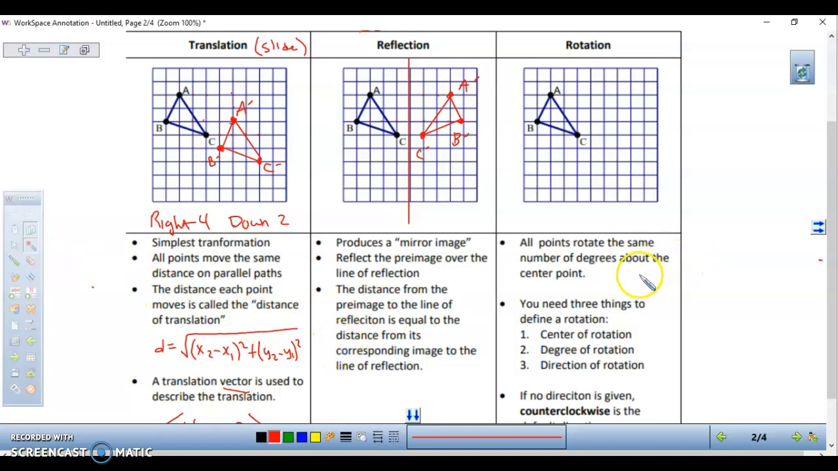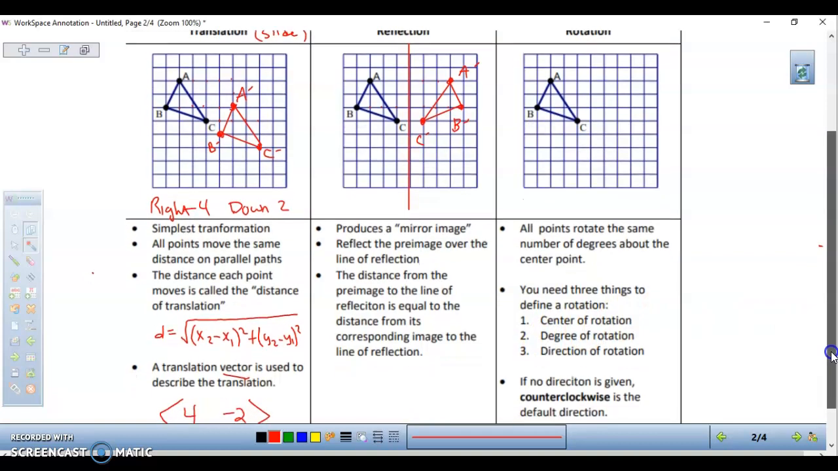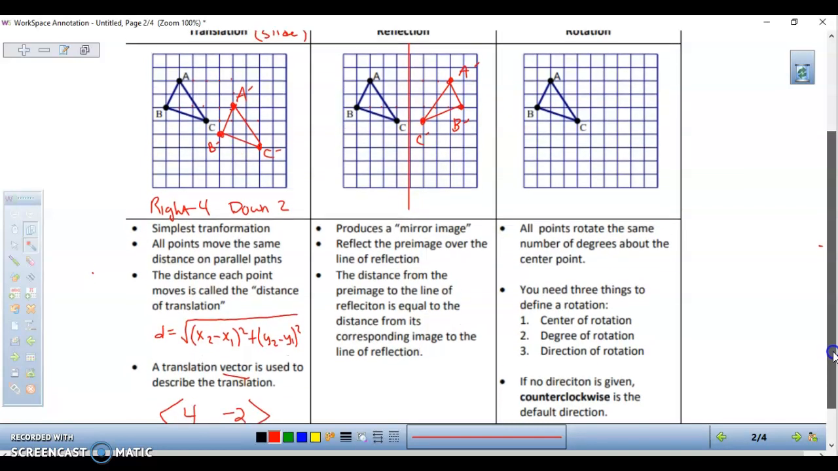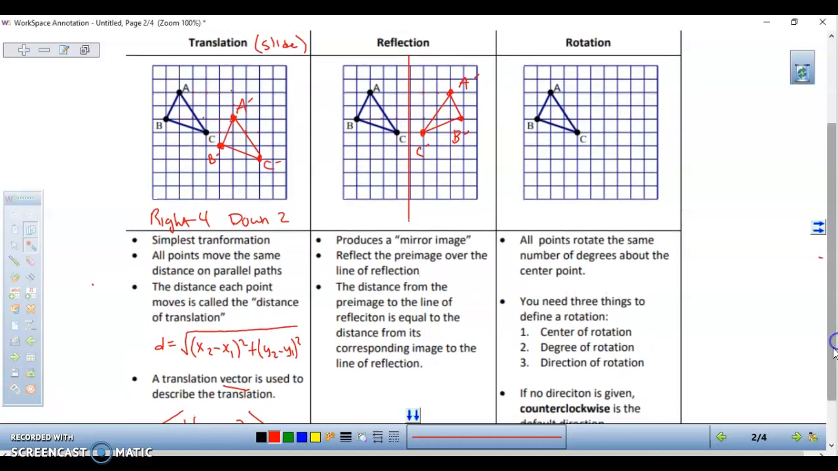And then the last one is a rotation. So in a rotation, all points rotate the same number of degrees around some sort of center point that you're going to plot. There are 3 things we need to know. We need to know the center of rotation, the degree of rotation, and the direction of rotation. When I say direction, I mean clockwise or counterclockwise. If no direction is given, it is assumed that the rotation will be counterclockwise. Why is counterclockwise the default? I really don't know. It just is.